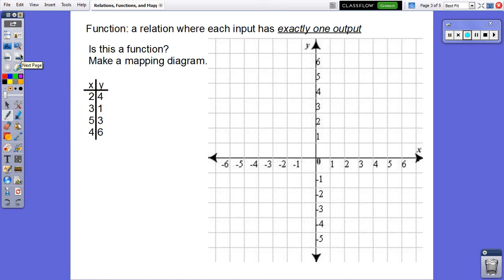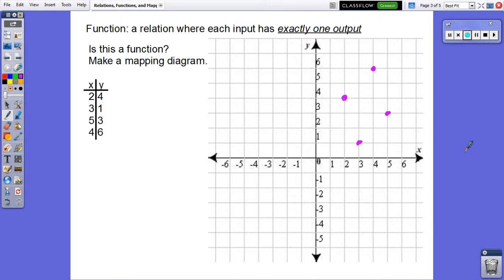If we look at the next one, here we've got (2, 4), (3, 1), (5, 3), and then (4, 6). Now if you look at this one, every input, every x value only has one output. There's no place where you have an x value that has 2 y values. So this is a function.